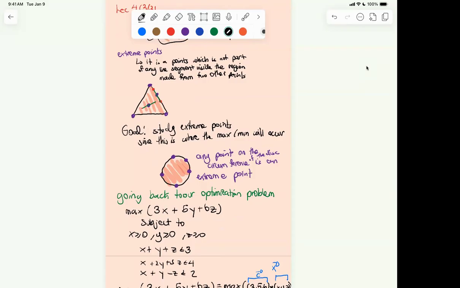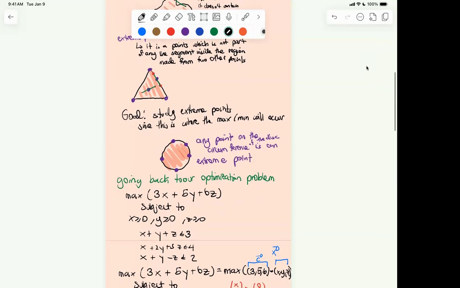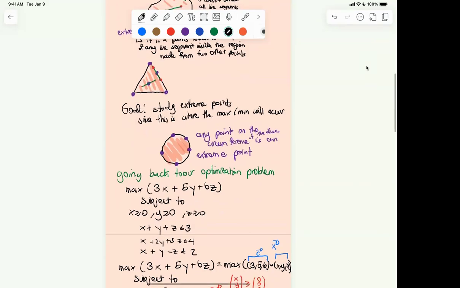Okay. Professor, so we touched on convexity. So we're not going to touch on it again?